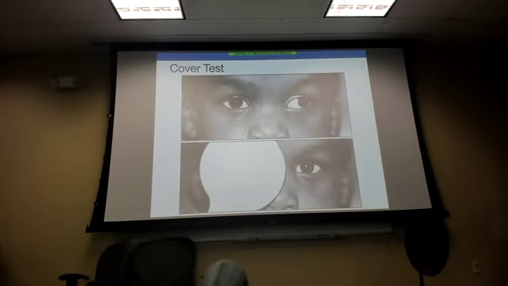Cover test. So which is his affected eye? How would you describe that? You did this cover uncover test. You're calling ophthalmology. You say this little kid has what? Which eye? Left. Exotropia.